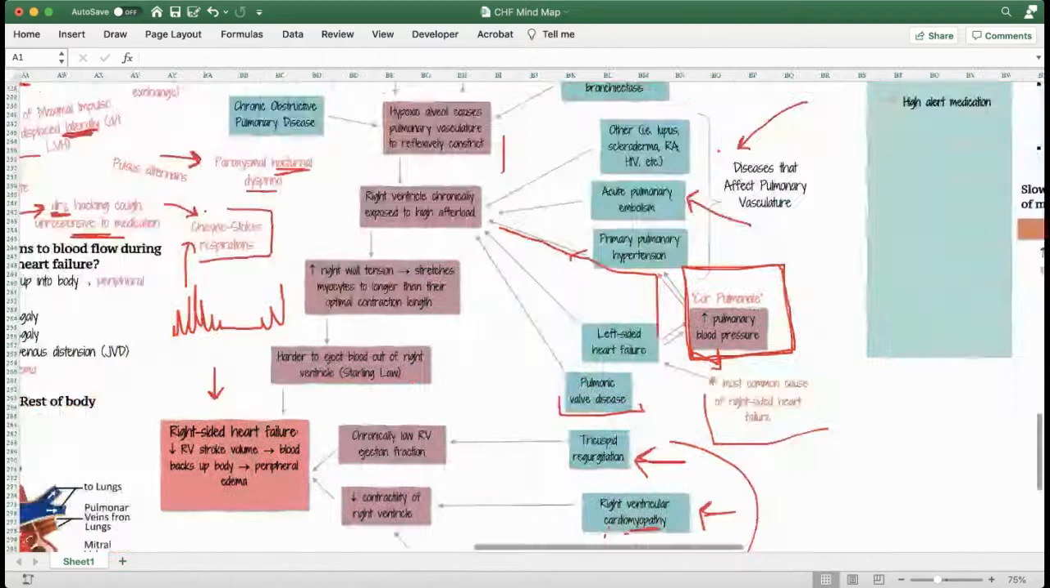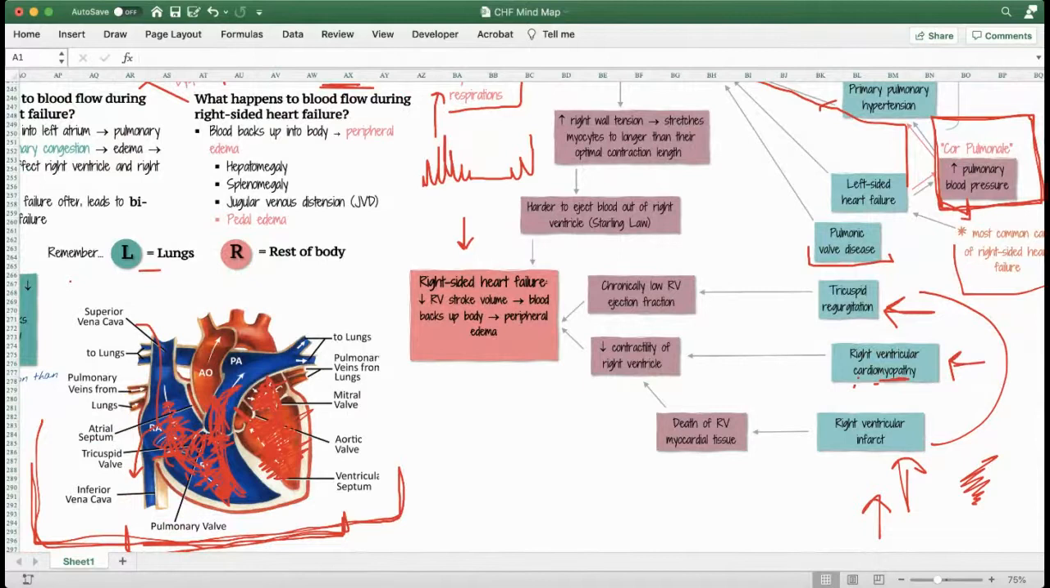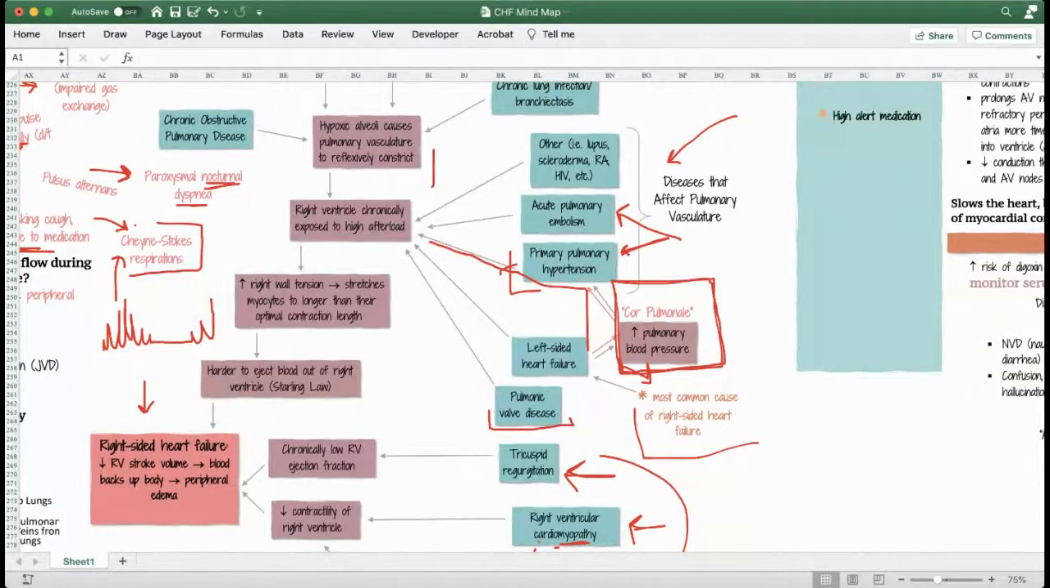Same with an increase in pulmonary hypertension. If you have an increase in the hypertension in those pulmonary veins that are going to the lungs from the right atrium, you're increasing the right atrium's afterload. It's got to work against all of that resistance. Normally, how does that primary hypertension happen? Primary hypertension caused on its own doesn't happen that often, but it does happen because of left-sided heart failure, right? That's what increases that pulmonary blood pressure.